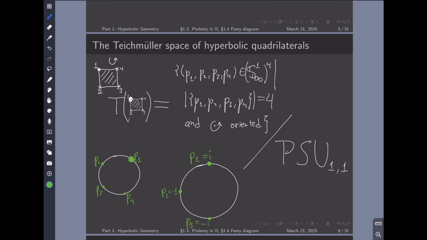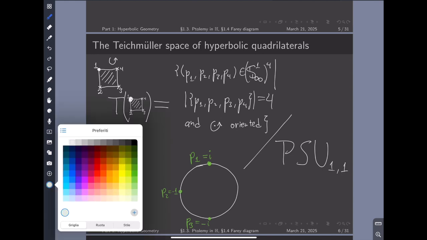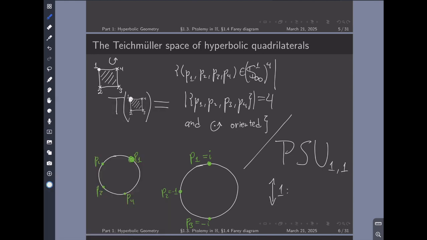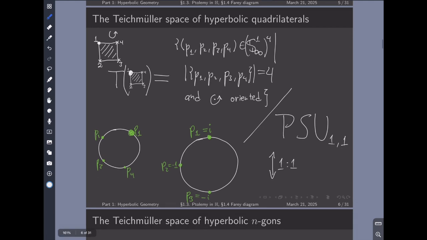So this means that for the fourth one I have an entire degree of freedom, of real dimension 1. So this means that actually this set, as a set, is in bijection with this part of the circle.